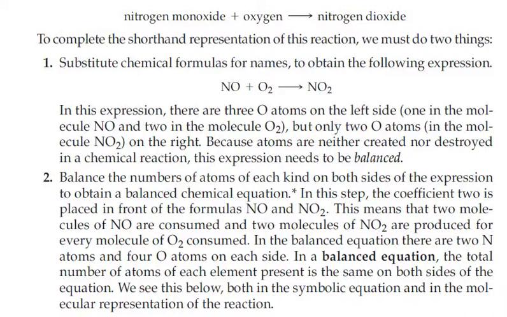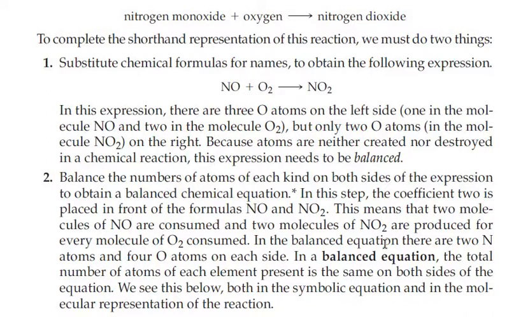Because atoms are neither created nor destroyed in a chemical reaction, this expression needs to be balanced, and the process is called balancing the chemical reaction. Balance the numbers of atoms of each kind on both sides of the expression to obtain a balanced chemical equation. In this step, the coefficient 2 is placed in front of the formulas for NO and NO2. This means that 2 molecules of NO are consumed and 2 molecules of NO2 are produced for every molecule of O2 consumed. In a balanced chemical equation, there are 2 nitrogen atoms and 4 oxygen atoms on each side.